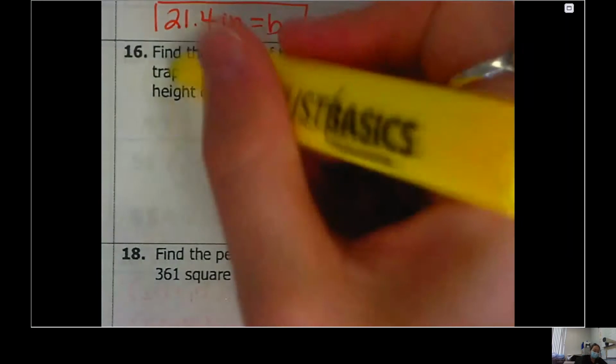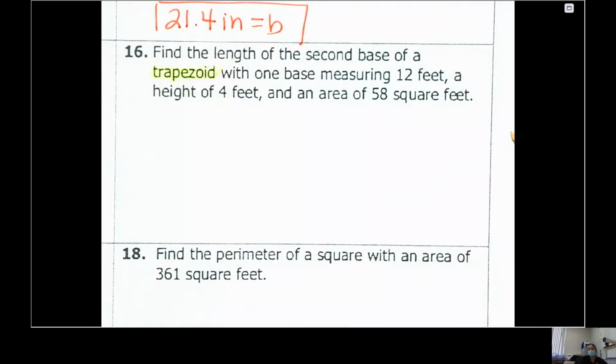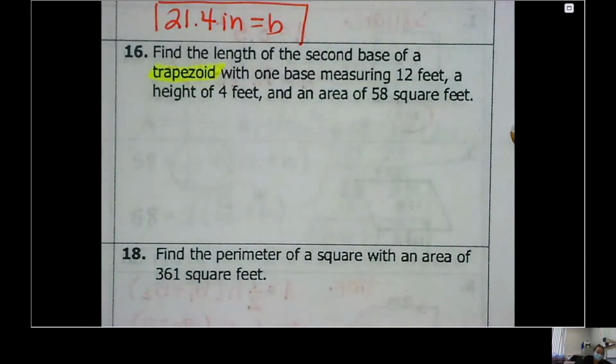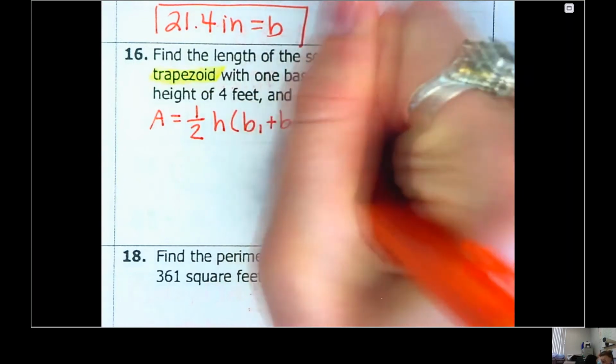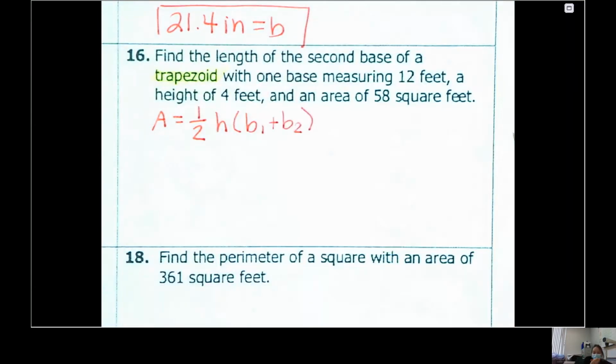Write down the formula. So it's a trapezoid, so it's the exact same formula we just used. So just copy it down again. Notice that Mr. Massa still writes down the equation every single time to make your life way easier.